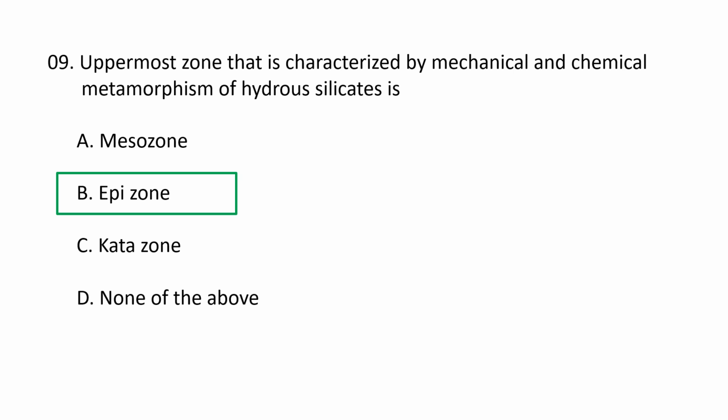And the epizone lies near the Earth's crustal surface where the temperature is low, approximately around 300 degrees centigrade, and directed pressure is high. So B, epizone, is the correct option.